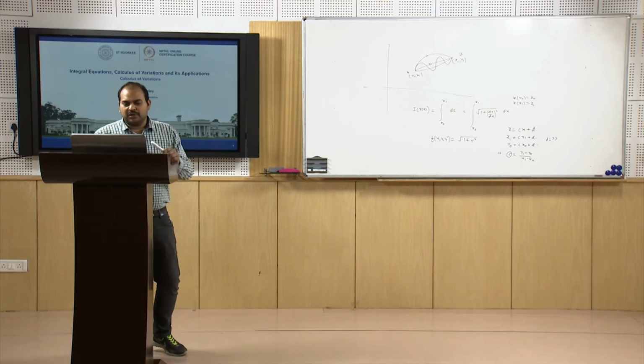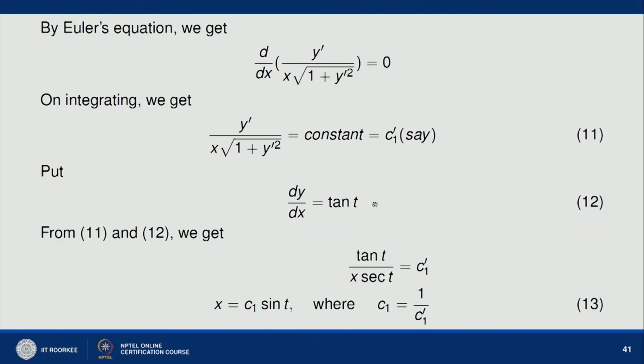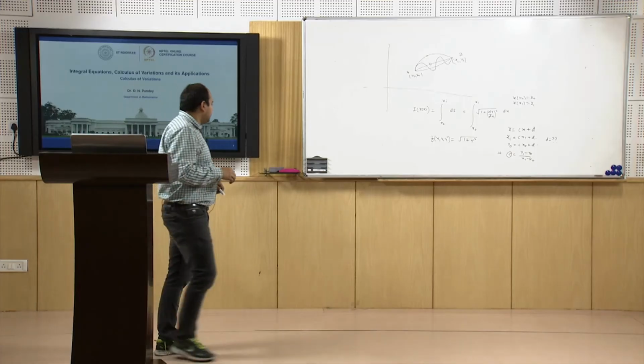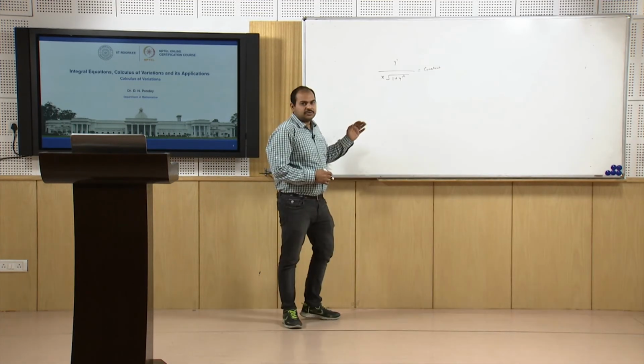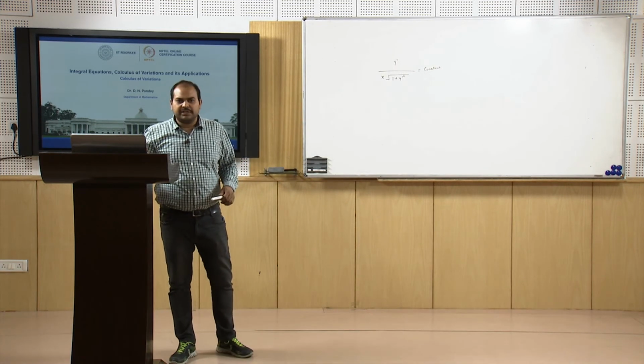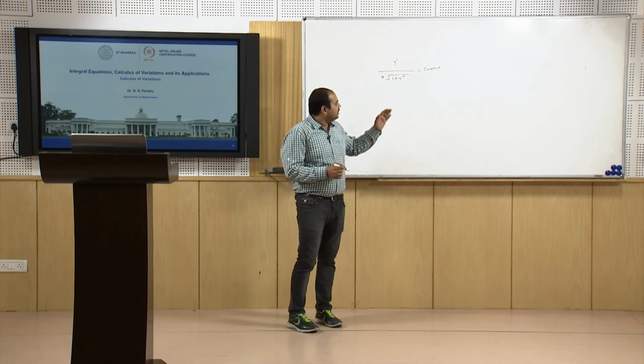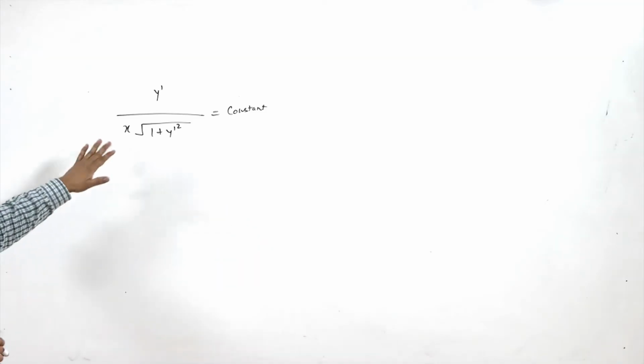Here we have already seen that when we take dy by dx equal to tan t, we can solve this in terms of a parameter. In this case x equals C1 t, and y is given as C1 cos t plus C2. Now let us take the problem given in equation number 11 and try to solve it without the help of a parameter. Equation number 13 we solved by taking a parameter value for y dash, but we can also solve in a different, direct way.